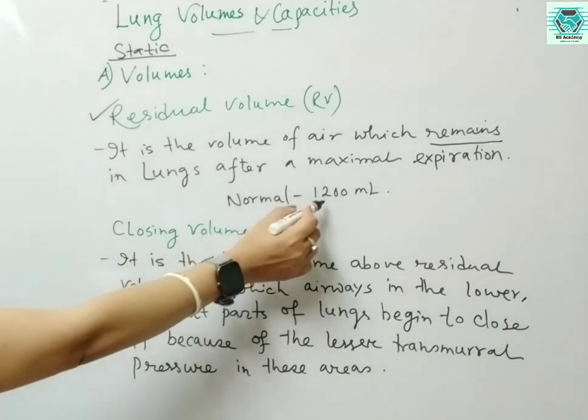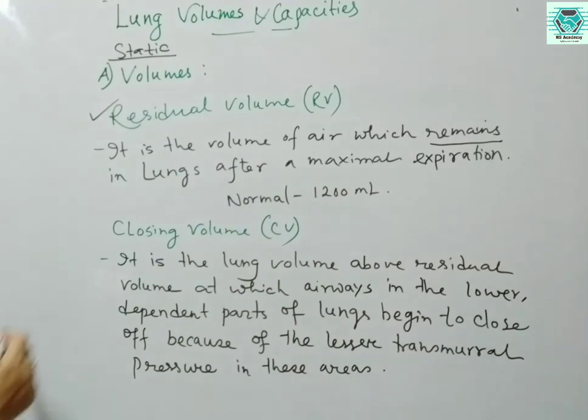The normal value is 1200 ml. And the closing volume, CV, is the lung volume above residual volume at which airways in the lower dependent parts of the lungs begin to close off because of the lesser transmural pressure in these areas. So CV is after the residual volume; the air still present in the airways is called the closing volume.